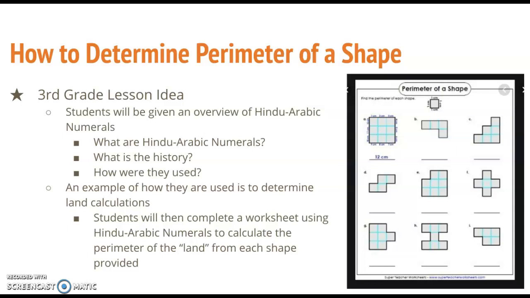So then we were going to give the students a worksheet. So they would complete the worksheet using the numerals to calculate the perimeter of the land from each of the shapes that were provided.